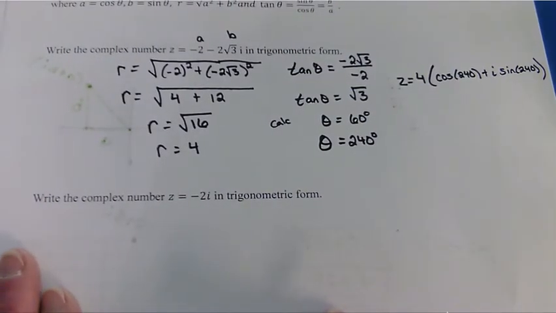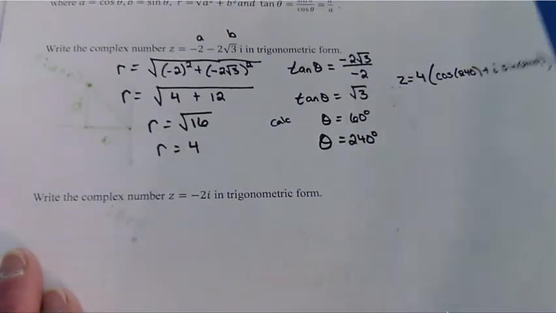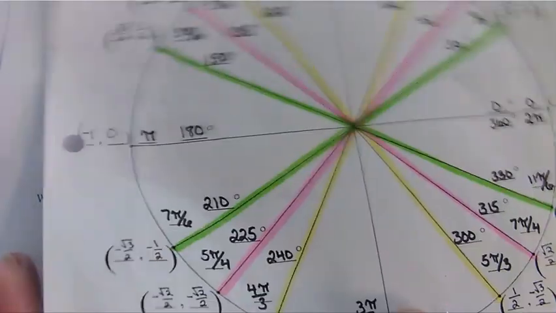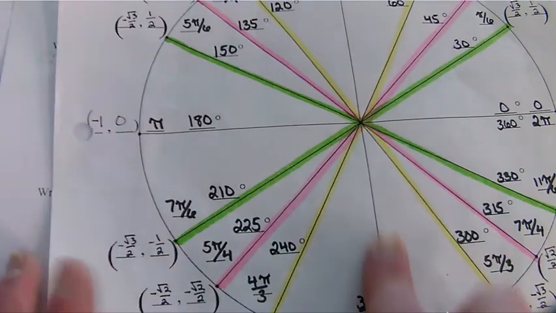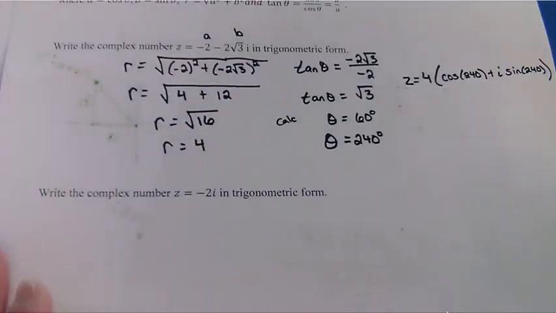Where is this one going to be? Negative 2i. So it's not going left or right at all. It's just going down 2. So actually, if I'm thinking about where it is on the circle, it would be down here. So it'd be on this angle 270.